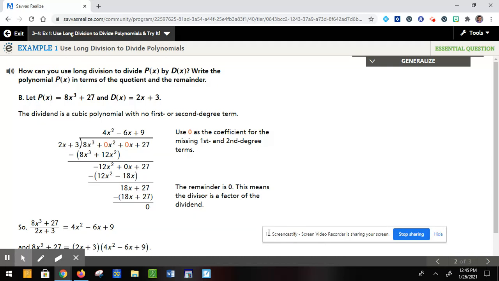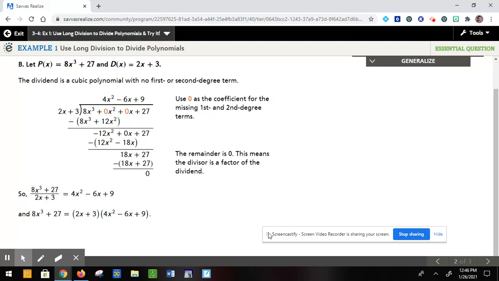Now when you subtract, 0 minus negative 18x is positive 18x. Then you bring down the 27. 2x goes into 18x 9 times. 9 times 2x is 18x. 9 times 3 is 27. When you subtract, you end up with 0. So that means there is no remainder when you get 0 there. All right. And you end up with 4x squared minus 6x plus 9 as the quotient.